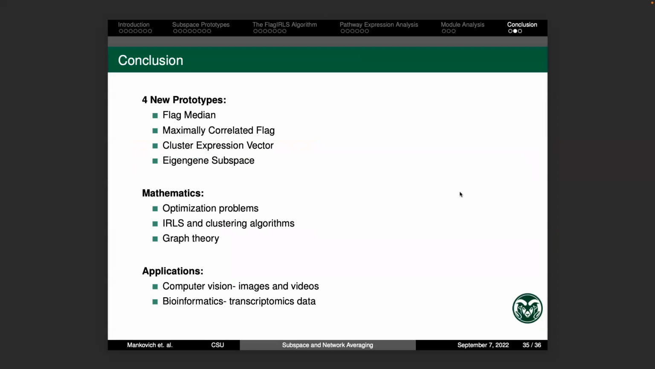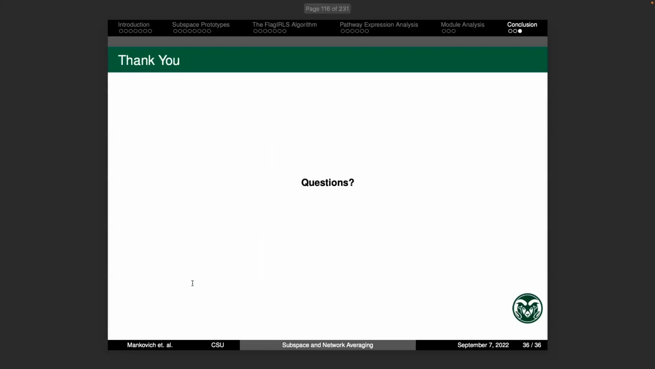So to conclude, we really only talked about 2 new subspace prototypes. We didn't get to talk about the other 2, but we have the flag median and the maximally correlated flag. And then these cluster expression vectors and subspace we can talk about later. We did talk about optimization problems and iteratively reweighted least squares clustering algorithms. We did not get to our graph theory. It's okay. In our applications, we did talk about this computer vision application, but we didn't quite get to bioinformatics. Okay, thanks. What questions do you have?